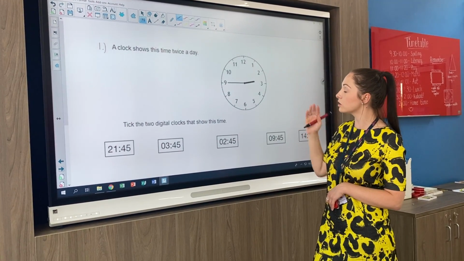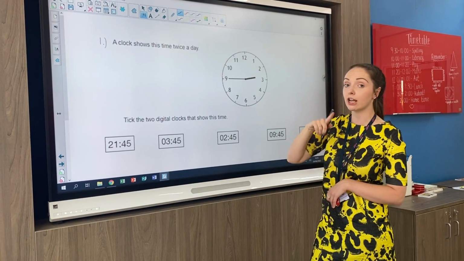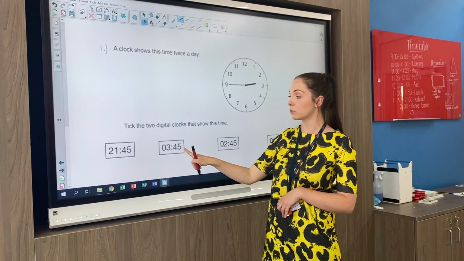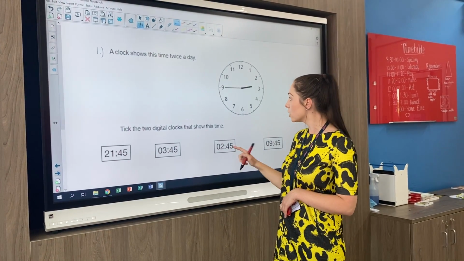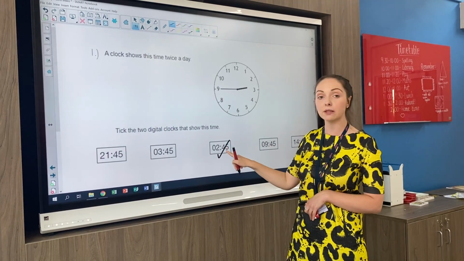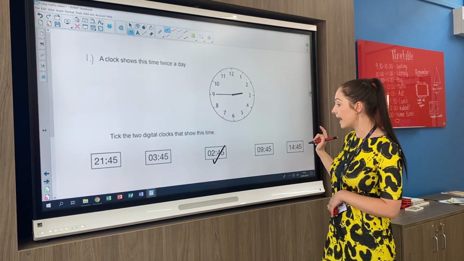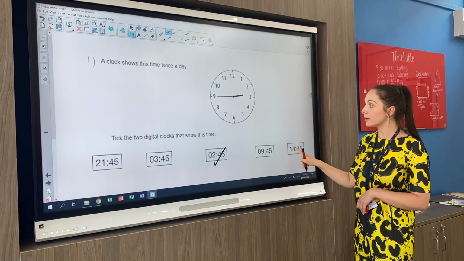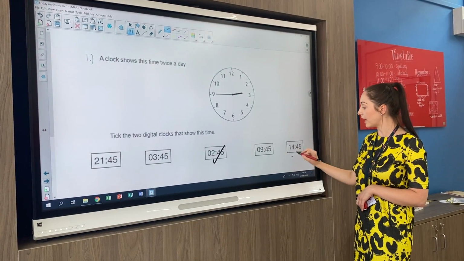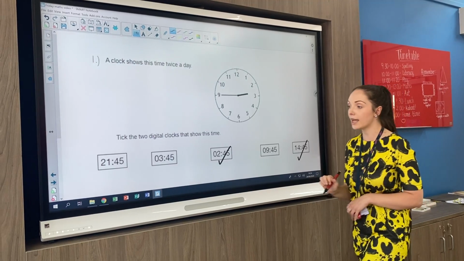Okay, so if it's 2:45, it's not 3 o'clock yet, is it? So it can't be 3:45. So I think it's going to be 2:45. So that must be the one in the morning. Okay, because it's not 24-hour. And then 14, I know is 2. So 14:45. It's going to be that one as well, okay?